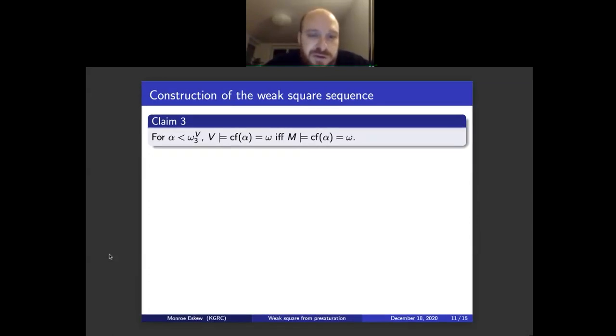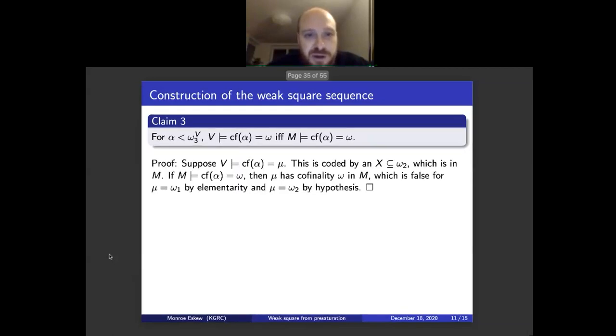Claim three is that M and V agree on which ordinals have countable cofinality below omega 3 of V. Now this is easily deducible if we actually had a saturated ideal, because M would be closed enough to know these things. But since we're only working with small enough ordinals, it's more elementary reasons than that. So the proof is, suppose alpha is an ordinal below omega 3 V, and V says the cofinality of alpha is mu, so it's one of three things: omega, omega 1, omega 2.